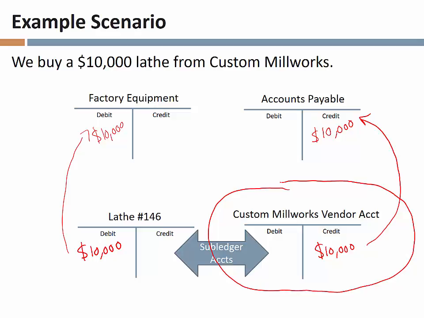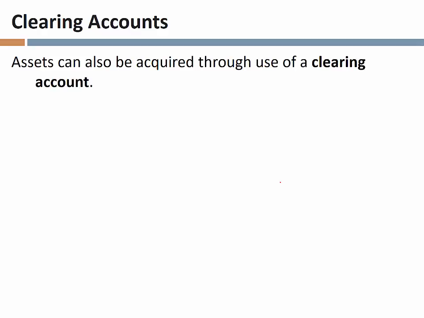And the answer to that is yes. We can do that through what's called the clearing account. Now, we're talking about this concept in the context of buying an asset, but there are actually lots of other accounting contexts in which we can use clearing accounts in a fashion similar to what I am describing here. So we could buy an asset through the use of a clearing account.